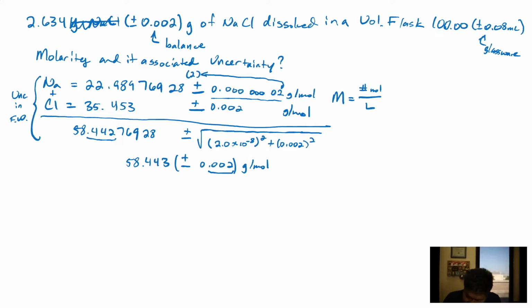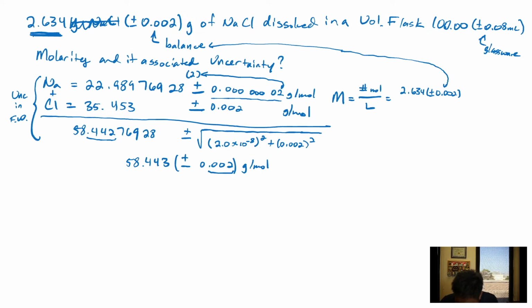And so we have up here the number of grams that we weighed out on the balance. So we'll do that first: 2.634 plus or minus 0.002. Remember that this uncertainty right here comes from the uncertainty of the balance. There you go, just so you know.